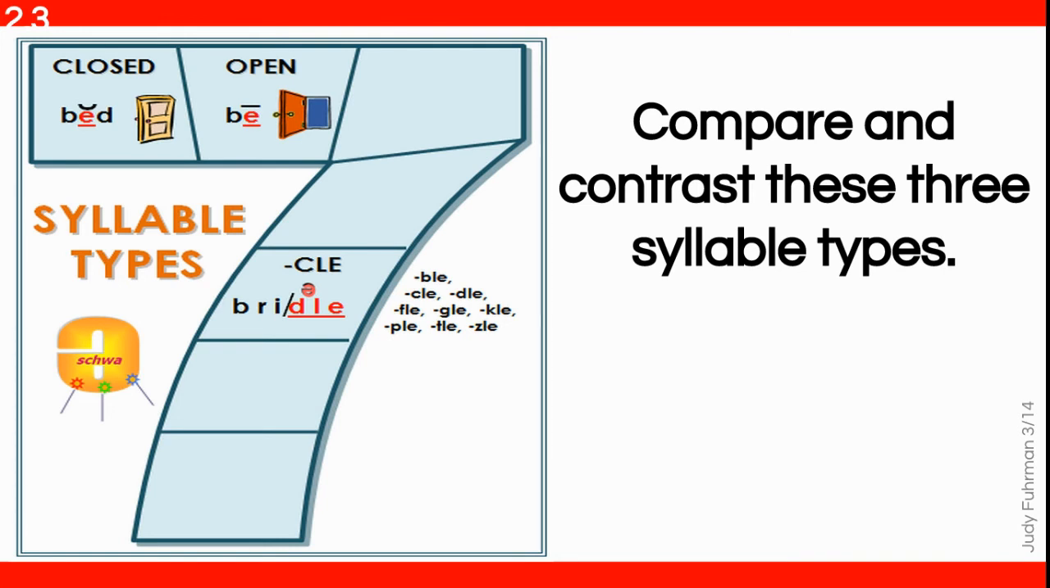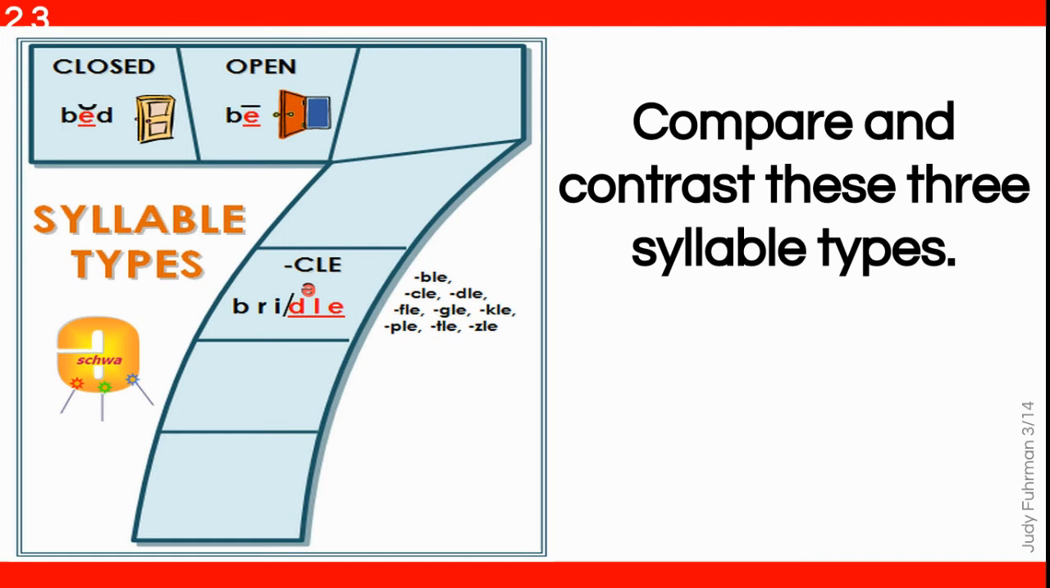Okay, go ahead and think about this question. Compare and contrast these three syllable types. Now, as you recall, the first one is a closed syllable, and we have single vowels followed by consonants. The vowels say their short sounds, and over 70% of English syllables are closed, so it's pretty common. For the open syllables, they contain single vowels that do not have a consonant after them.